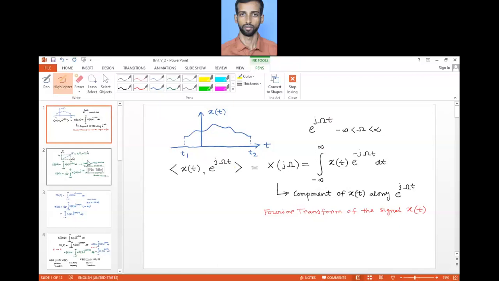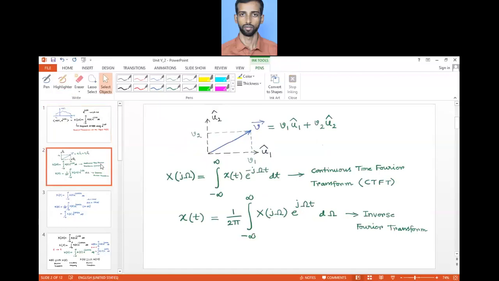So now the question is that once you get this X of j omega, as the component of x(t) along e to the power j omega t, that's a different type of representation. Here the signal is represented in the time domain, and there the signal is represented in the frequency domain. Now the question is, if you have these different components of x(t) along e to the power j omega t, can you derive the original signal back from these frequency components?